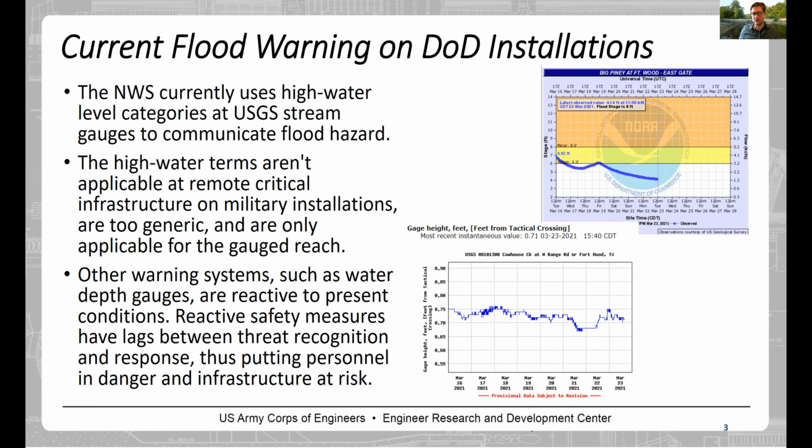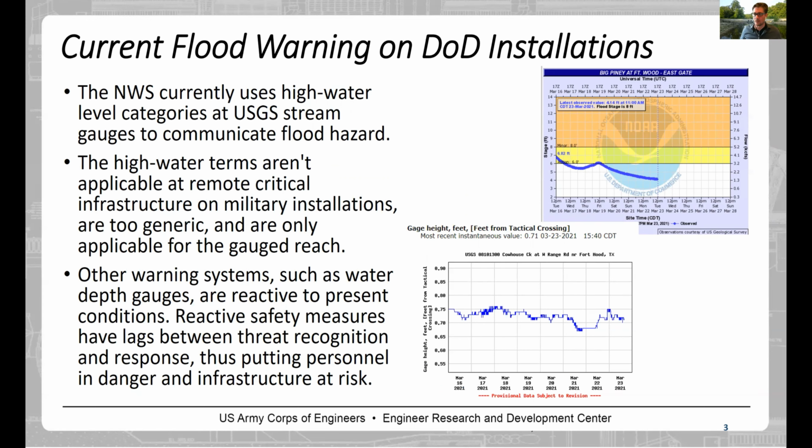And there's also a lot of infrastructure on military lands that are more prone to flooding than in the civilian world, such as low water crossings, where by the time you get to the action stage of a flood warning at a stream gauge, it might be too late on the military installation. That infrastructure may already be flooded.